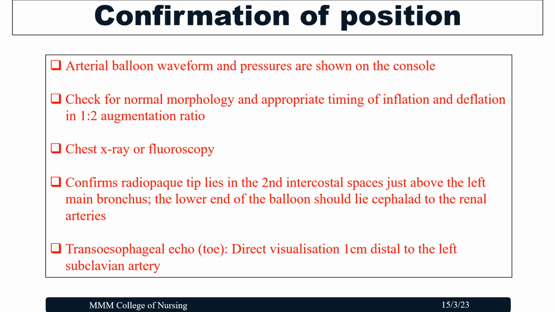Confirmation of position. After inserting the IABP catheter, how do we confirm the position of the catheter, whether it is in the aorta or not? Arterial balloon waveforms and pressures are shown on the console or machine monitor. Check for normal morphology and appropriate timing of inflation and deflation, that is the 1:2 augmentation ratio. Chest X-ray or fluoroscopy: confirm the radio-opaque tip lies in the second intercostal space just above the left main bronchus. The lower end of the balloon should lie cephalad to the renal arteries. Transesophageal echo is another method of confirming the position. Direct visualization 1 centimeter distal to the left subclavian artery can confirm the position of the IABP catheter.